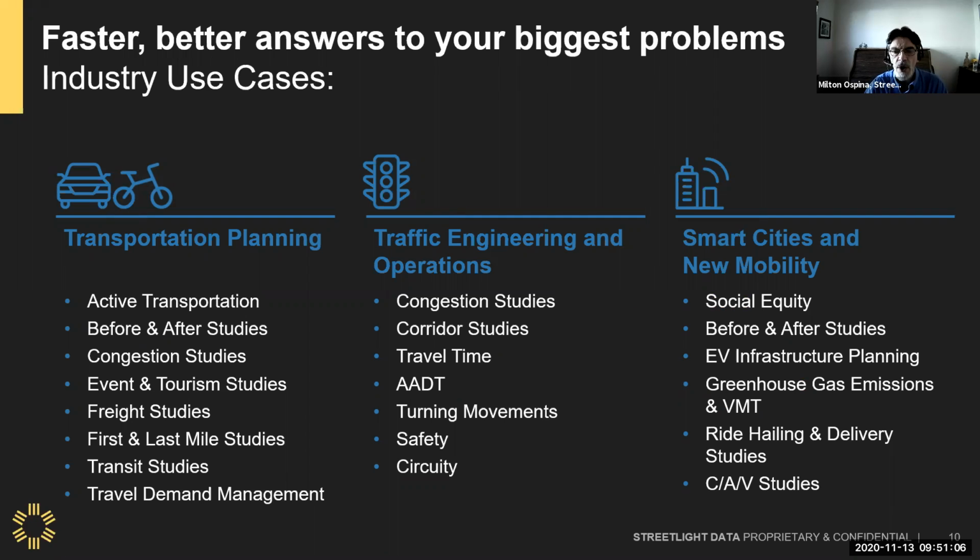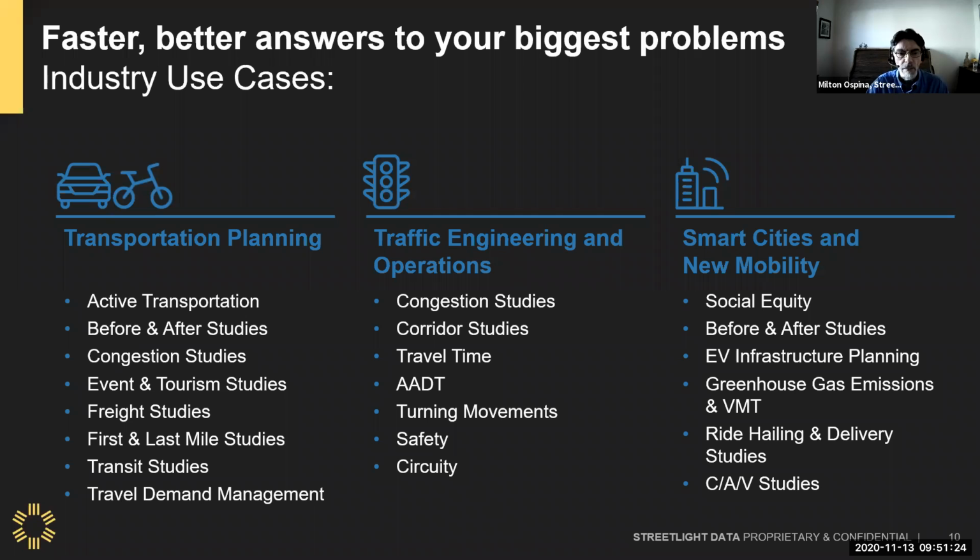This is probably one of my favorite slides. It really talks about StreetLight data. Where do we fit in the transportation world? So there is asset management, there is construction, there's design, and where we fit best is in these three buckets. So the transportation planning, engineering, and we're very much active in the whole concept of smart cities and new mobility.